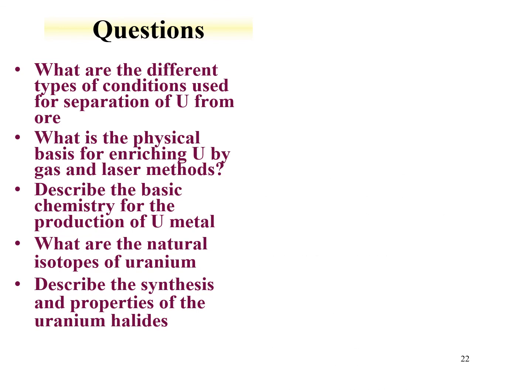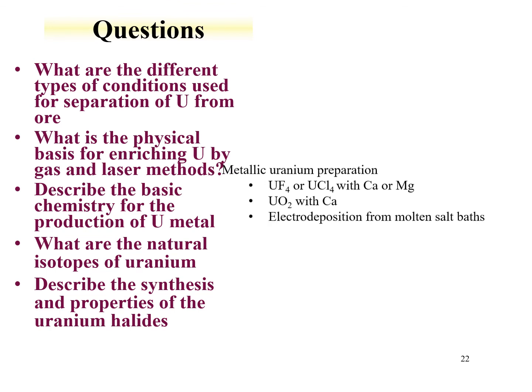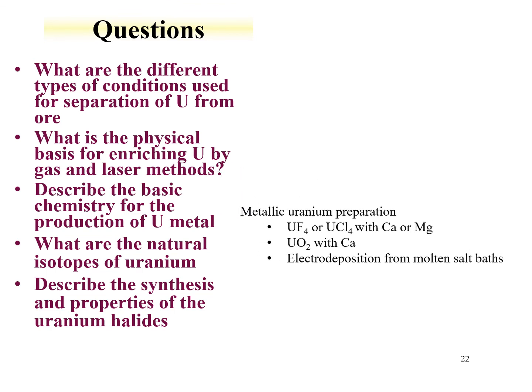What are some of the basic ways of producing uranium metal? Well, we want to be able to reduce a uranium cation to a metallic phase. So for instance, halides of uranium can react with calcium or other group 2 elements, where we form, for instance, the group 2 halide or fluoride along with uranium metal. The oxide can also react with calcium, forming calcium oxide and uranium metal, or electrodeposition from molten salt baths. Even ionic liquids can be used.